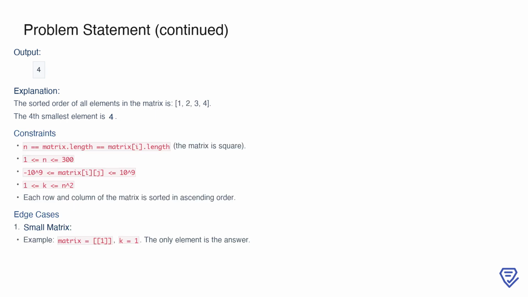In the third example, the matrix is again a 2x2 grid, but this time the values are consecutive positive integers. The value of k is 4, so we need the fourth smallest element in the matrix. Sorting all the elements gives us the list 1, 2, 3, 4. From this list, the fourth smallest element is 4. Therefore, the output is 4. This example shows that when k equals the total number of elements in the matrix, the answer will simply be the largest value in the matrix.